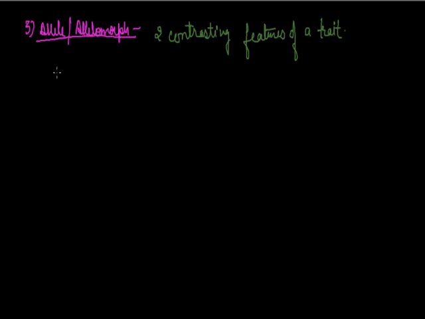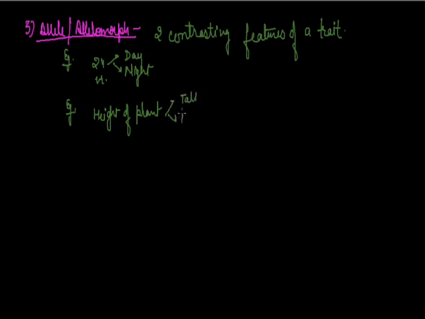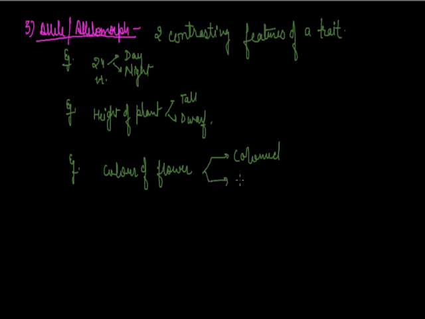In a simple way, if you consider 24 hours, you can divide it into day and night. Just like that, other features related to traits, like the height of a plant, can be classified as either a tall plant or a dwarf plant. These are alleles. Color of a flower: either a colored flower or colorless, or you can say white. These kinds of contrasting or alternate forms of a trait are called alleles or allelomorphs.